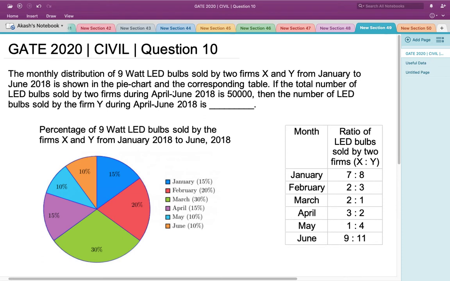So the first data given to us is that the total number of LED bulbs sold by the two firms during April to June 2018 is 50,000. Now, we have also been given a pie chart with the corresponding percentage of the LED bulbs sold by the two firms, and a table with the ratio of the LED bulbs sold by the two firms. So let's try to aggregate all this data and find the total percentage of the LED bulbs sold by firm Y during April to June 2018.